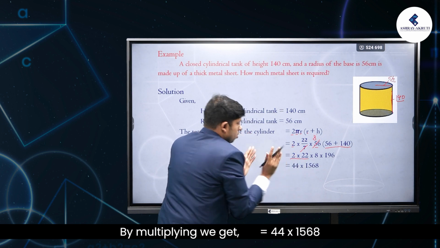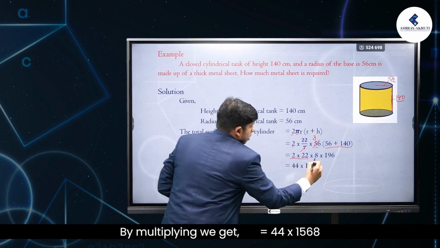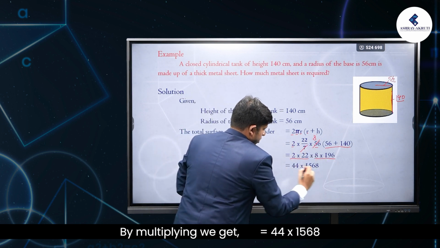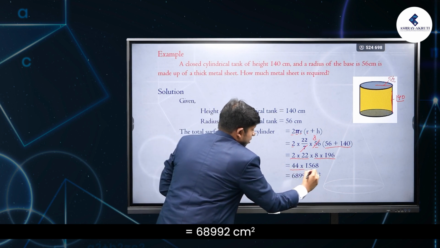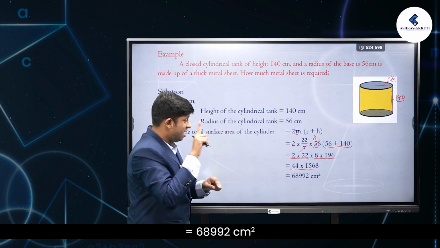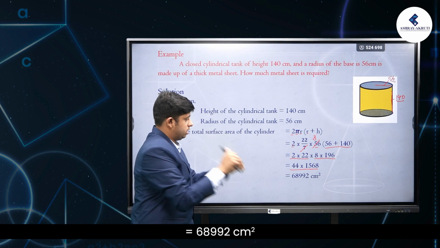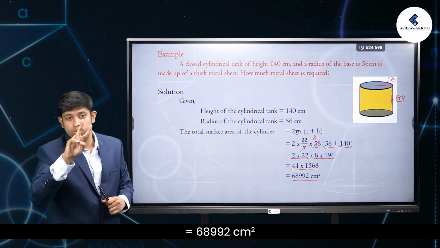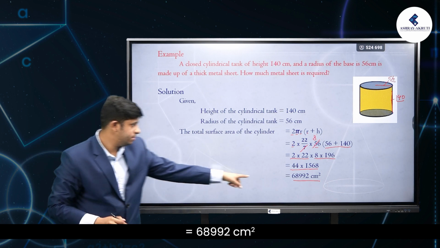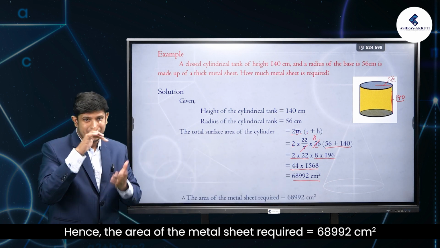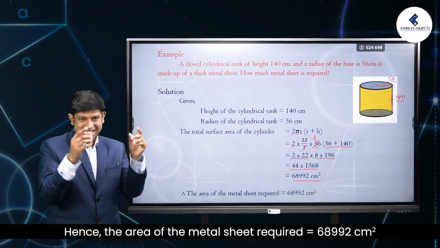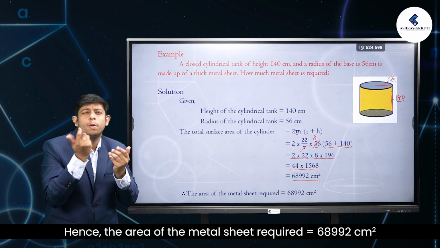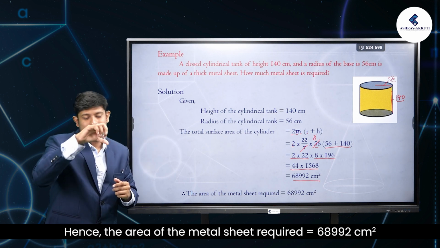By multiplying, we get 44 into 1568, which is equal to 68,992 centimeter square. Hence, the area of the metal sheet required is equal to 68,992 centimeter square.